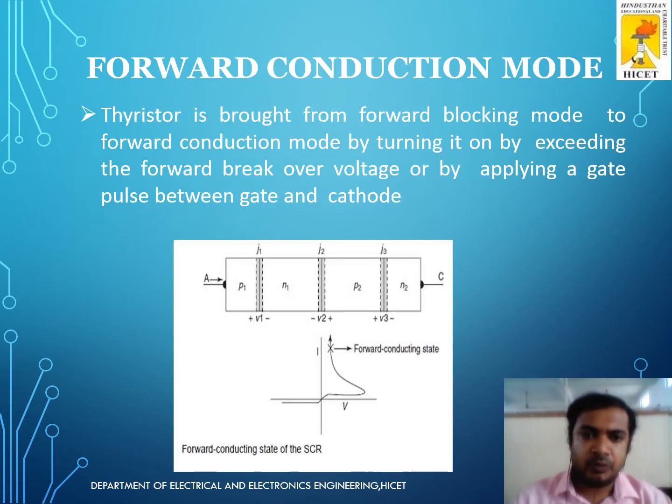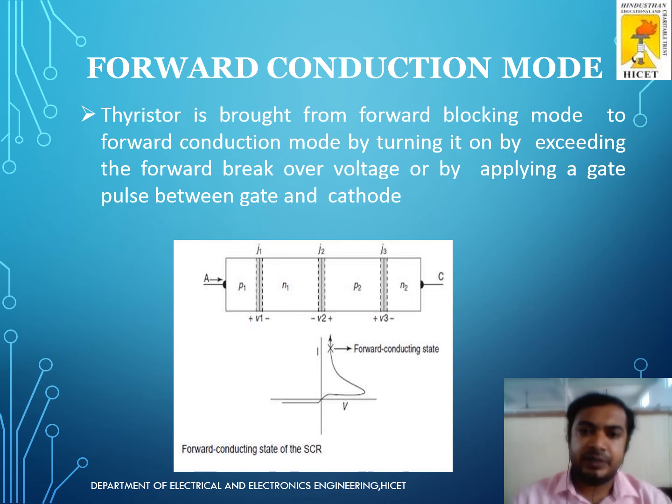Forward conduction mode. A thyristor can be brought from forward blocking mode to the conduction mode by giving an anode to cathode voltage which is greater than the forward breakover voltage, or by applying a gate pulse between gate and cathode. The junctions J1 and J3 are in forward bias condition. J2 will be in reverse bias condition.